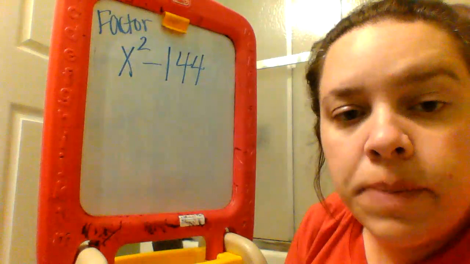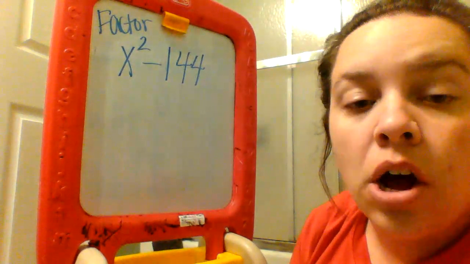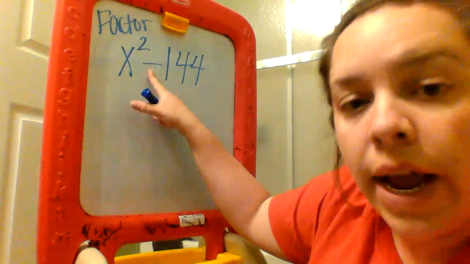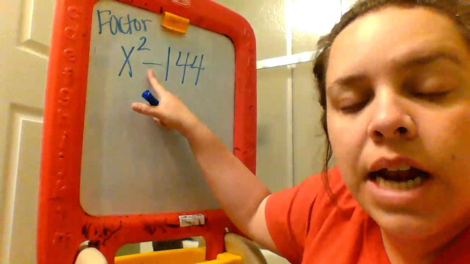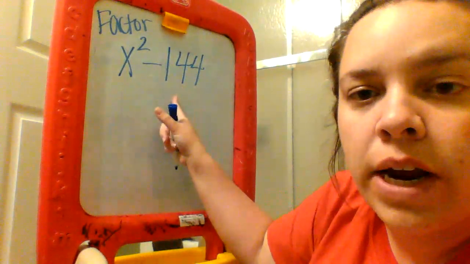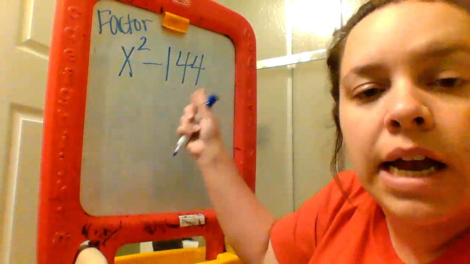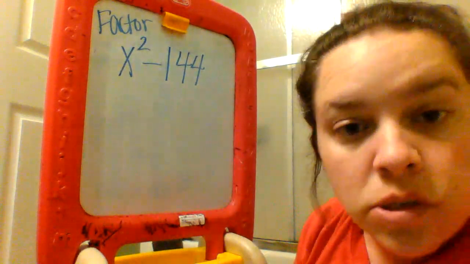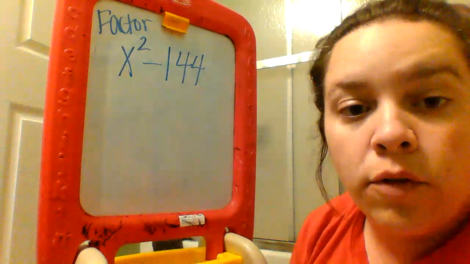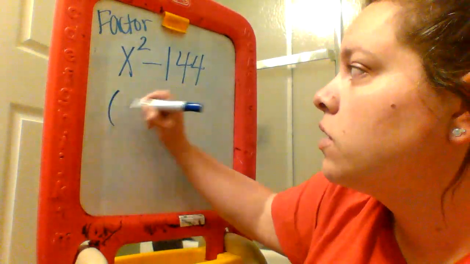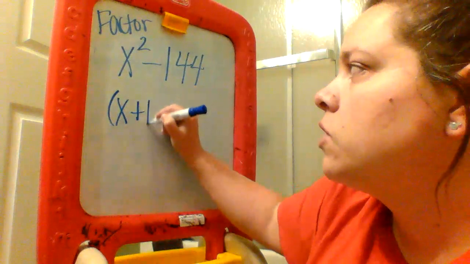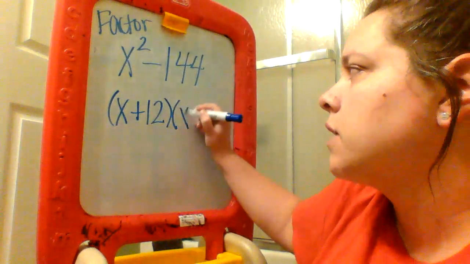So I notice it's special because it only has 2 terms. I also notice that this is a subtraction, so it's difference. And then I need to ask myself, are these perfect squares? X squared is x times x, so yes, it's a perfect square. And is 144 a perfect square? What's the square root of 144? 12. So my factors will be x plus 12 and x minus 12.